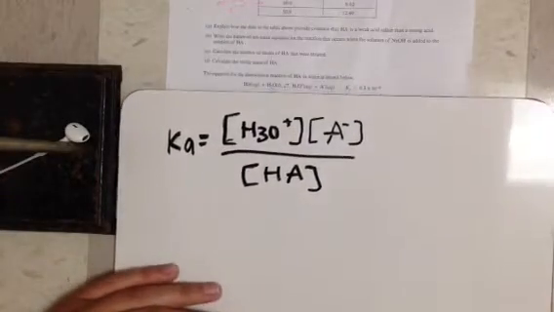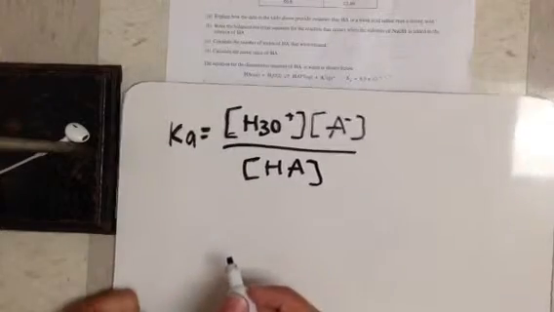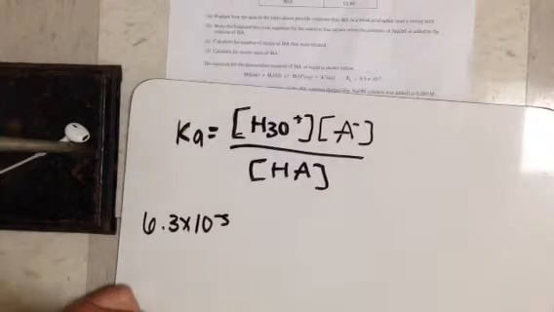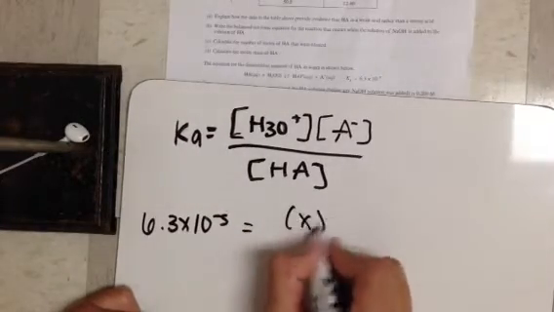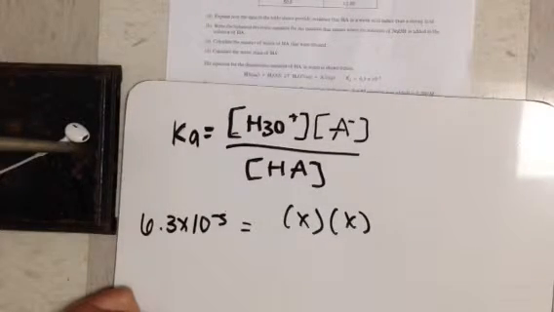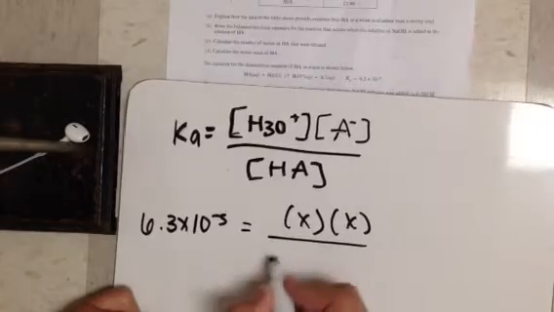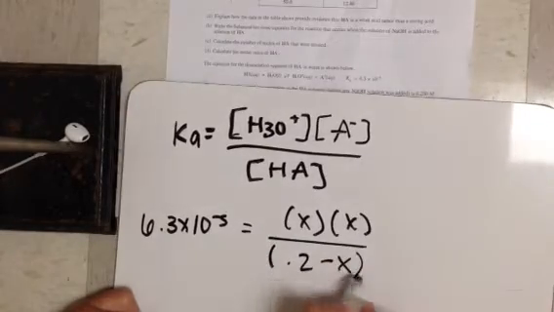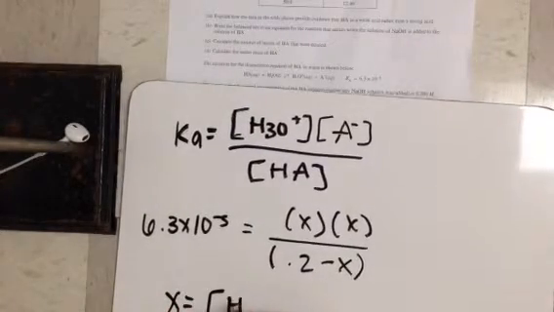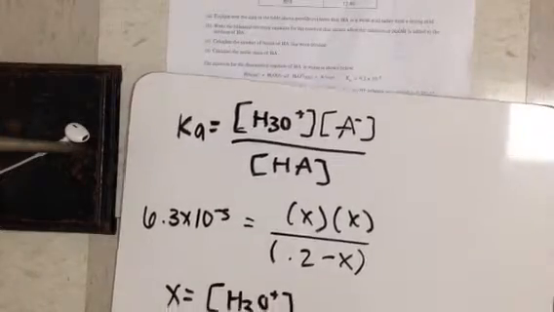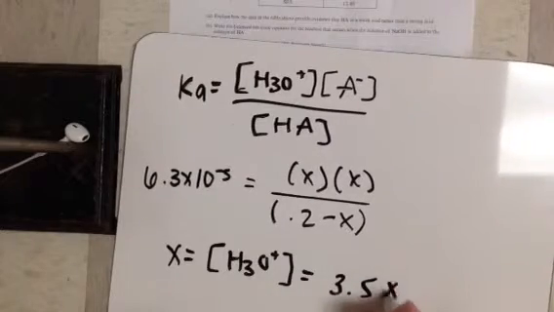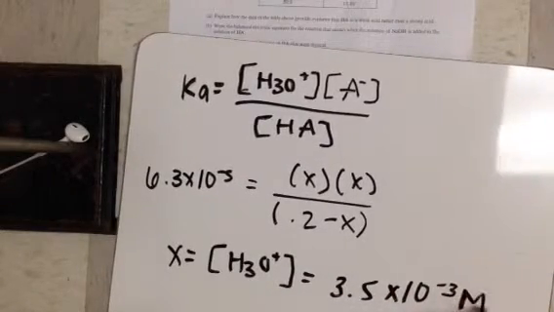Next, we're given the Ka value to be 6.3 times 10 to the negative 5. So plug that in. 6.3 times 10 to the negative 5 equals x times x. We can do this because we assume that the x is less than the 0.2 molar that we were given, over 0.2 minus x. Then we know that x equals the concentration of the H3O plus, which equals 3.5 times 10 to the negative 3 molar.